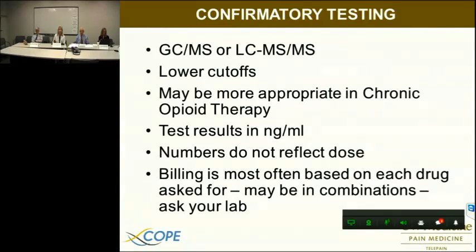And the test result is read in numbers. The numbers do not reflect dose. I wish it were the case, but that is not an issue at all because of the variation in metabolism and the different factors of metabolism. And billing is often based on each drug you ask for. Sometimes they're lumped. Make sure you know from your lab how they're lumped together in terms of cost.